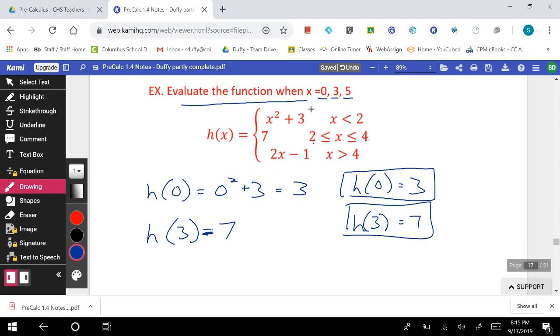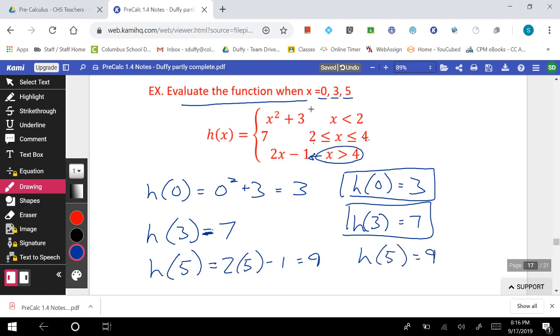And then lastly, we have to find the value when x equals 5. So we'll call that h of 5. 5 is greater than 4, so you're plugging it in there. 2 times 5 minus 1 equals 9. So your h of 5 equals 9.